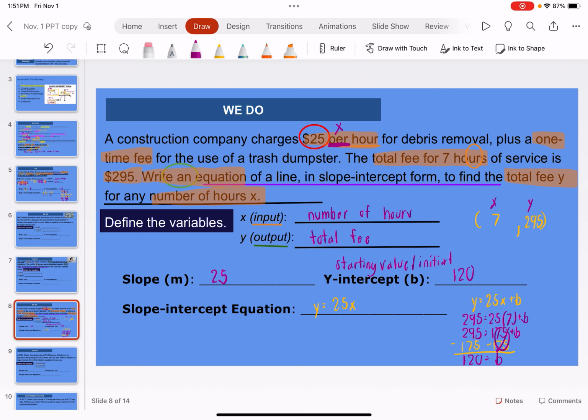So now that I know that my y-intercept, that one-time fee for the use of the dumpster, is going to be $120, I'm going to go ahead and add that to my equation. So we have y is equal to 25x plus 120.